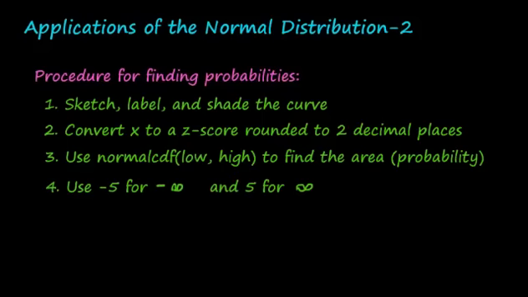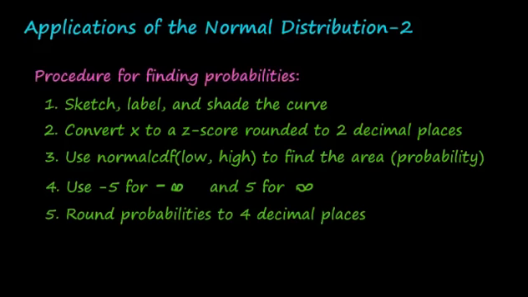Okay, when you enter negative infinity, obviously that's not a button on your calculator, so we'll use -5 representing 5 standard deviations below the mean, which we know is way out there, and there's just a teeny bit of area beyond that. And we'll use +5 for positive infinity. Okay, now you'll get your probabilities rounded to 4 decimal places. And then you'll write a sentence or two interpreting your results.